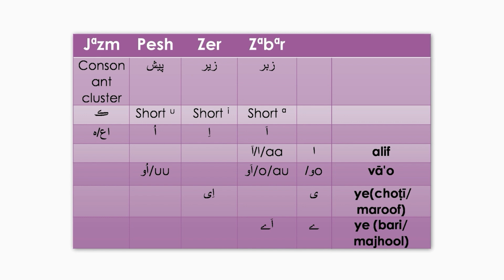And with long vowels, we have alif madda, a, it is equivalent to 2 alif. We have ow sound, we have oo sound, oont, we have e sound, alif with choti ya, we have a sound, apple, alif with badi ya or yae majhul. These are our long vowels.